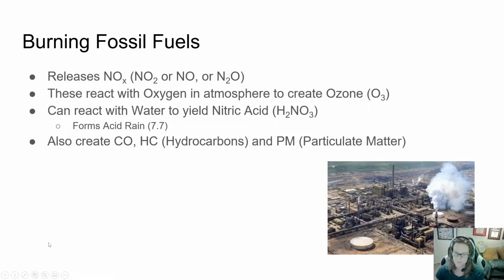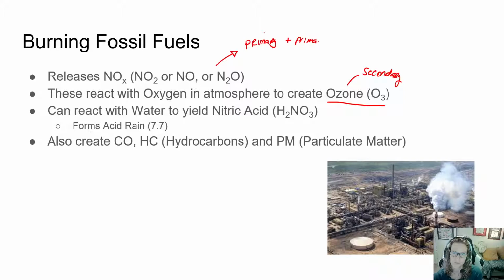So when we burn any fossil fuels, we're going to release these NOx, which will react with oxygen and make this ozone. Ozone is considered a secondary pollutant because it had to go through a chemical reaction with something else to form. Things that directly pollute the air and come from a source are called primary pollutants. And primary pollutants combine with other primary pollutants to become secondary pollutants, or more complicated chemical structures.